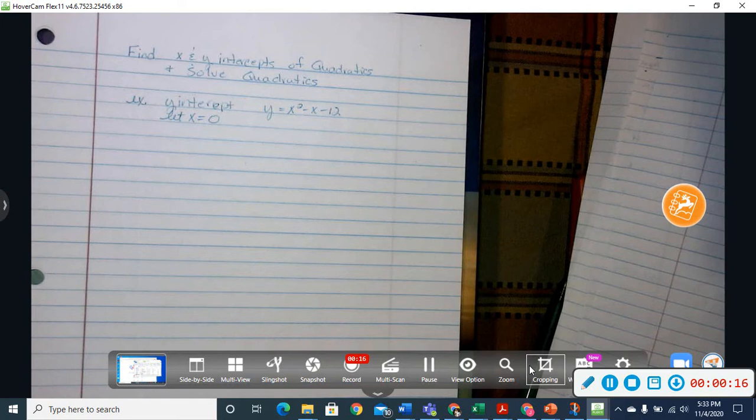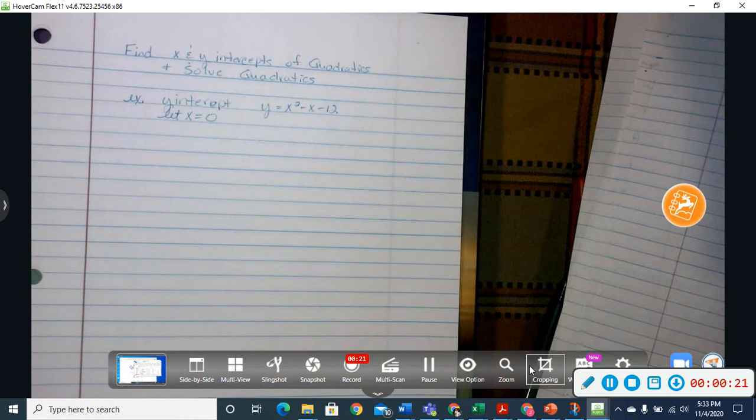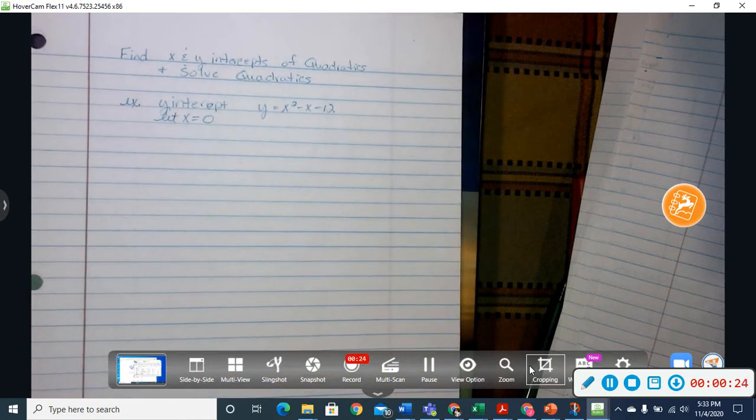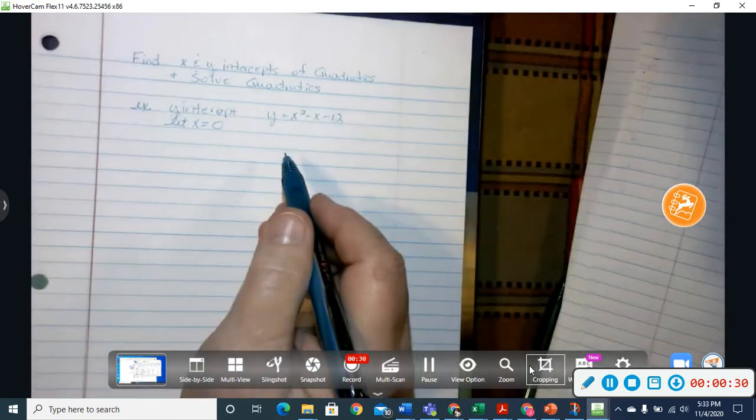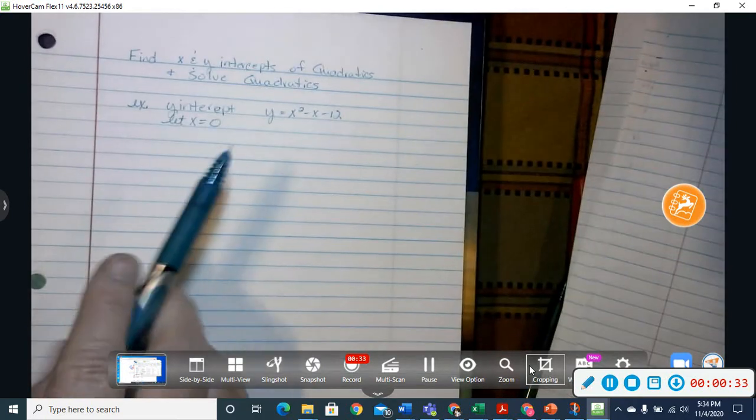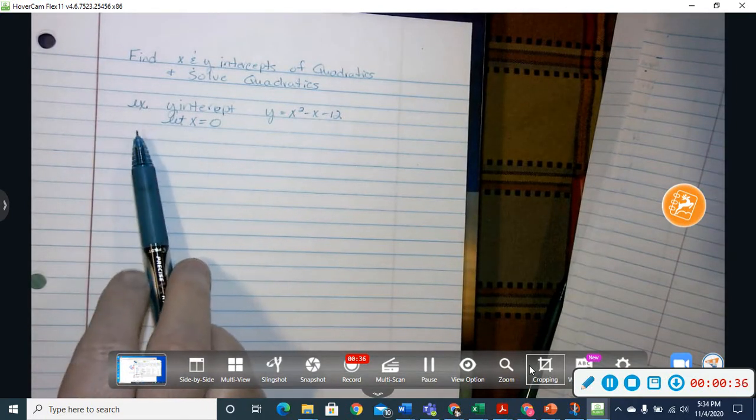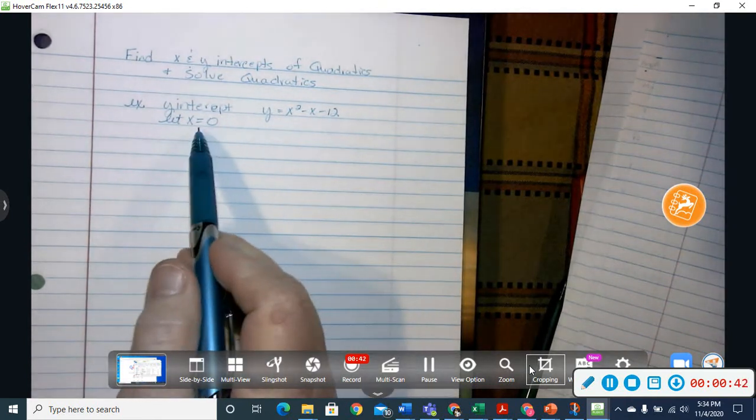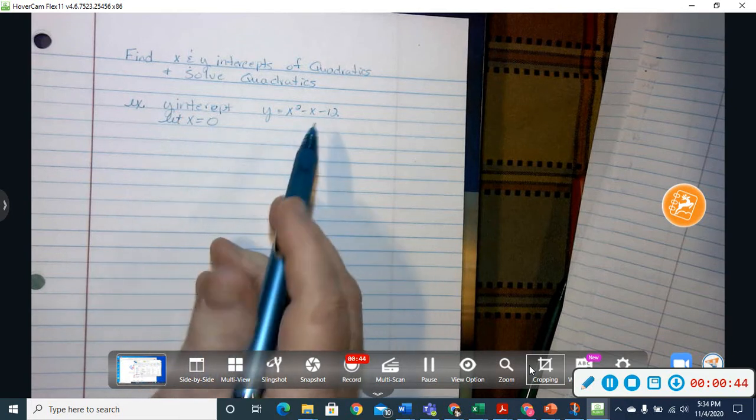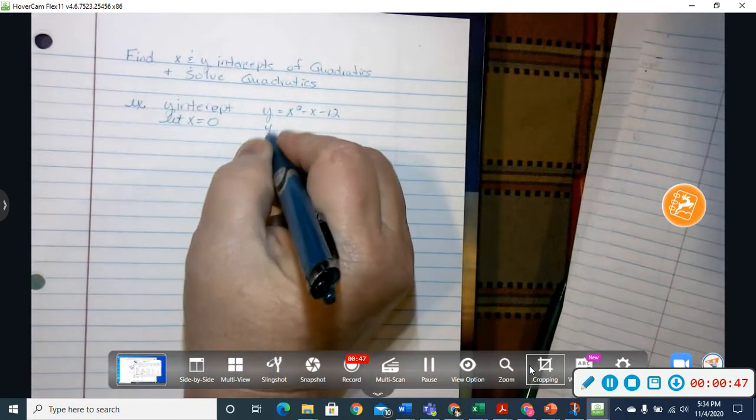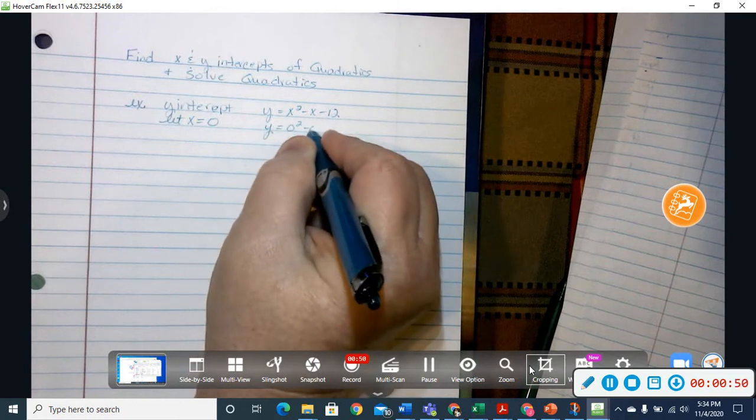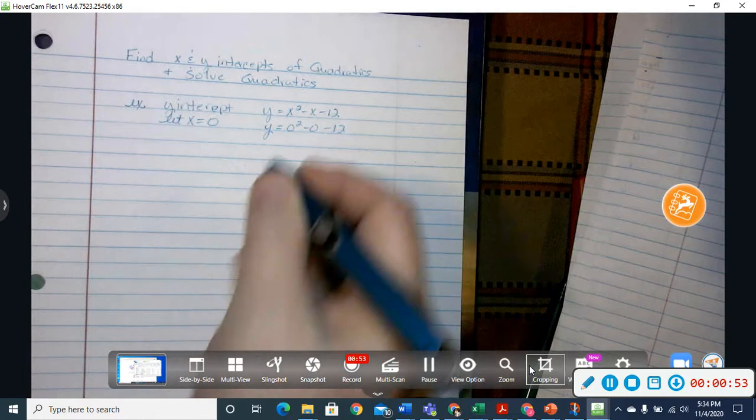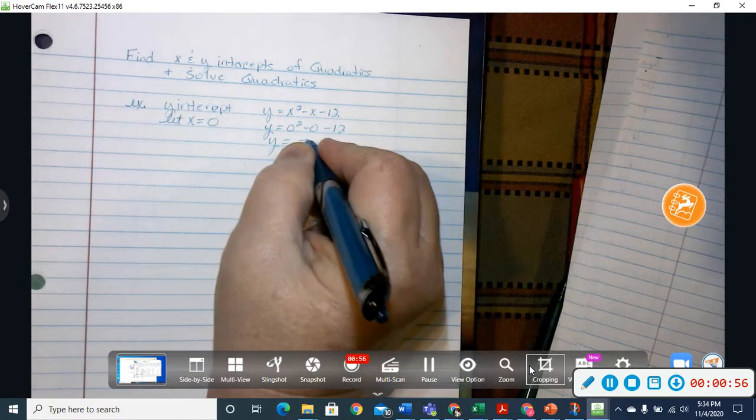Finding the X and Y intercepts of quadratics and being able to solve quadratics is the next component that we want to look at. And we're going to start with finding the Y-intercept in this equation. When we want to find the Y-intercept, we want to let X be 0. And when we let X be 0, we will substitute 0 wherever the X is. So we have 0 squared minus 0 minus 12, and so Y equals negative 12.